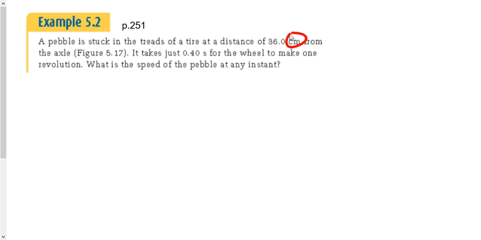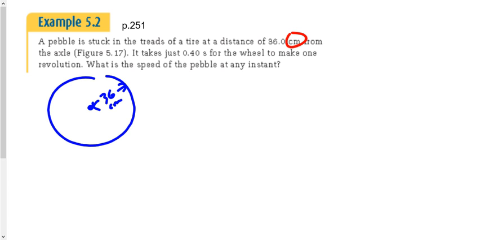What do we got here? What do you think this 36 centimeters is? Here's the axle of the tire. What variable is that? It's radius, not diameter, right? The radius, I'm going to say, is 0.36 meters. What's that 0.40 seconds? It takes 0.4 seconds to make 1 rotation. That's the period. So we're going to say big T, not just T, big T is 0.4. And we're looking for the speed of the pebble.